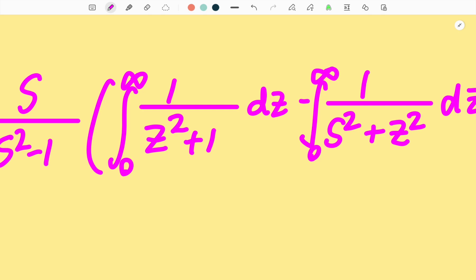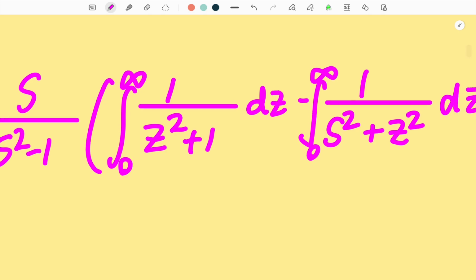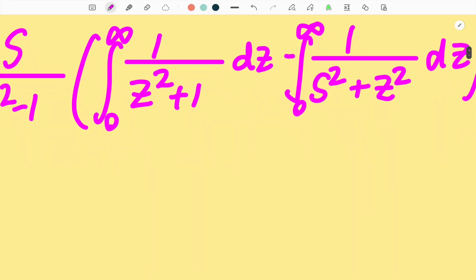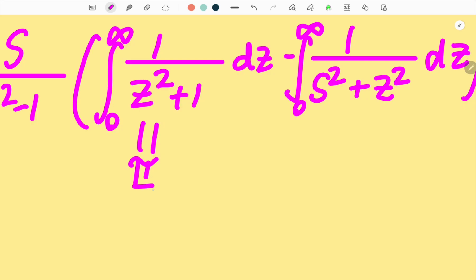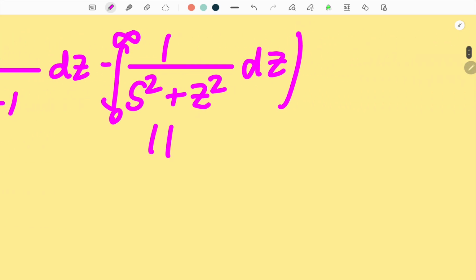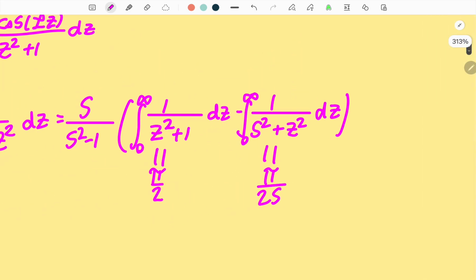Yeah, I'll leave the terms out. I'll leave them as homework for you. But if you solve both of these integrals, the first one should be pi over 2. And the second one should be pi divided by 2s. There we go. So here we go.